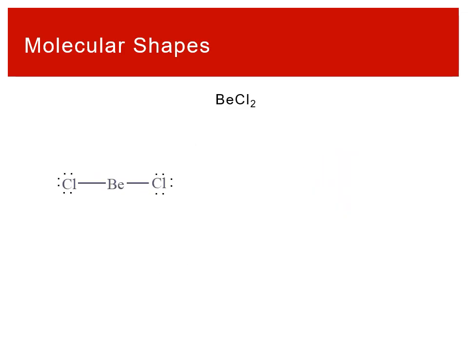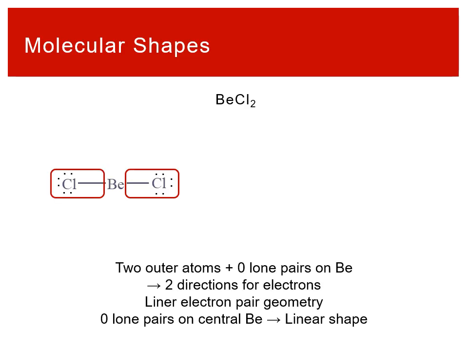Beryllium dichloride. That beryllium does not follow the octet rule. It only has 4 electrons in its valence, which is expected for a beryllium atom. So when we figure out the shape of the molecule, we look at the beryllium. How many outer atoms is it bonded to? 2. How many lone pairs does it have? 0. So that means this is going to have a linear electron pair geometry and a linear shape, which beryllium dichloride as a molecule does, right?